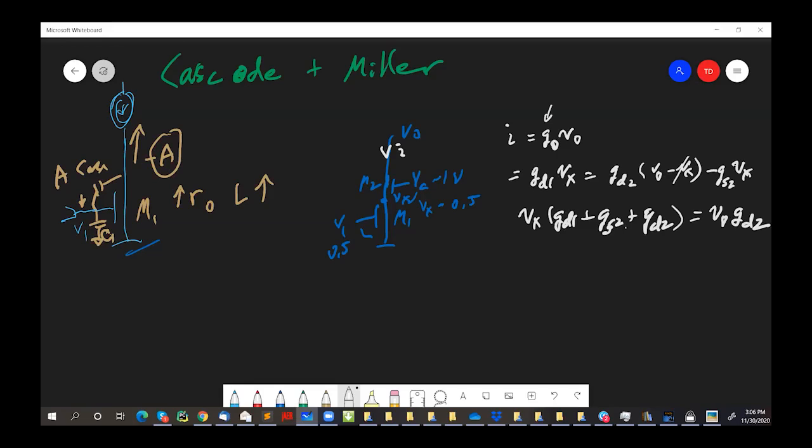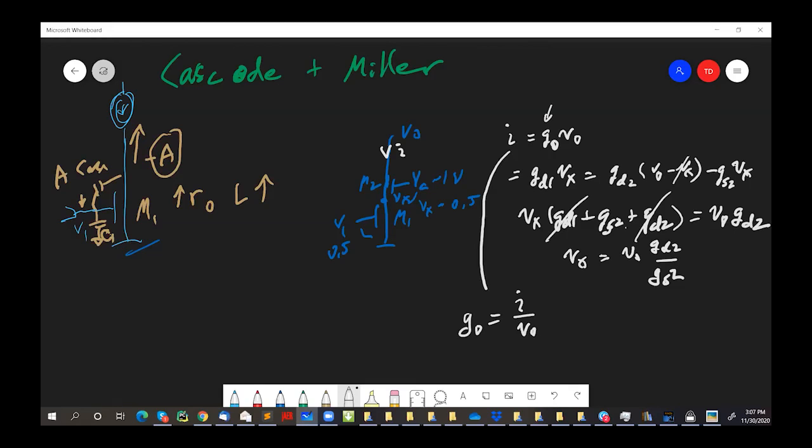Okay, so now I know that the drain conductance is going to be much less than the source conductance. So I'm basically just going to cross out these guys. Okay, so Vx equals VO GD2 over GS2. I hope I did that right. And so then I over VO equals GO.